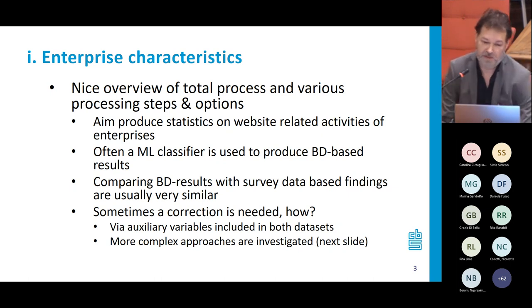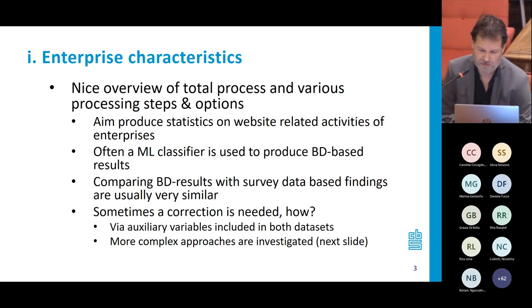Enterprise characteristics, it's a nice overview of the total process. It has been running around since 2018, so it should be okay. The aim is to produce statistics on website-related activities, but this is a topic that could be used for more than just collecting enterprise characteristics. It's mentioned that a machine learning classifier is used to produce big data results.